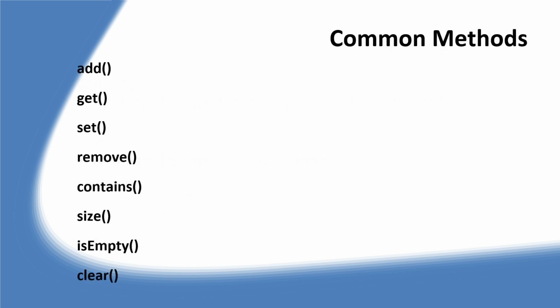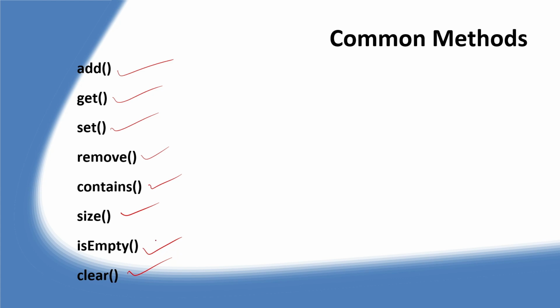ArrayList provides many useful methods. Some of the commonly used methods are add to insert elements, get to retrieve elements, set to update elements, remove to delete elements, contains to search an element. For searching we can use contains, and size is to get the number of elements stored, isEmpty to check whether the list is empty or not, and clear to remove all elements.